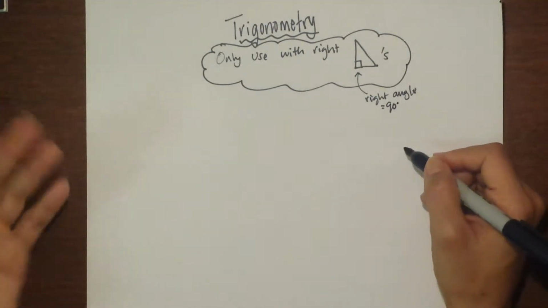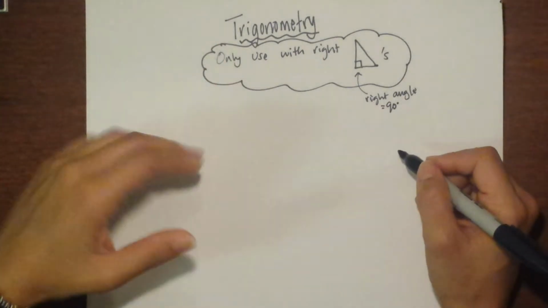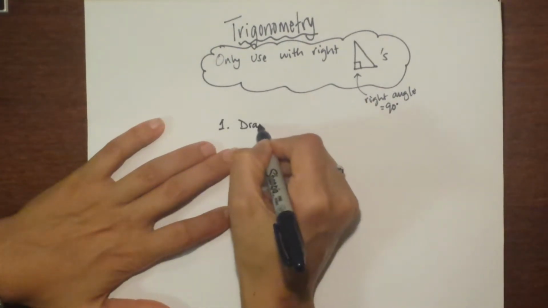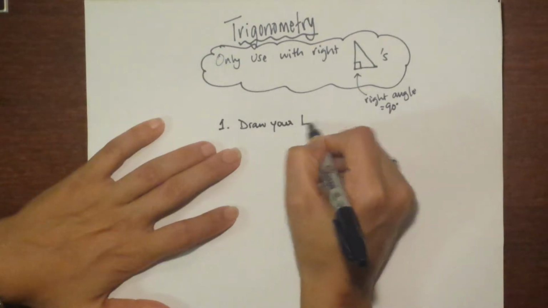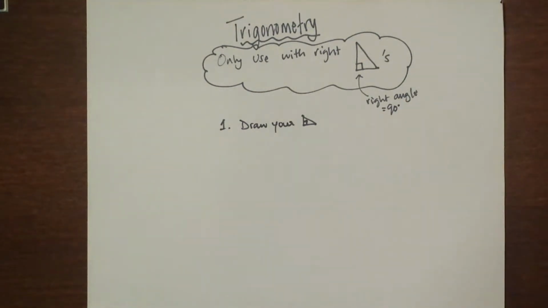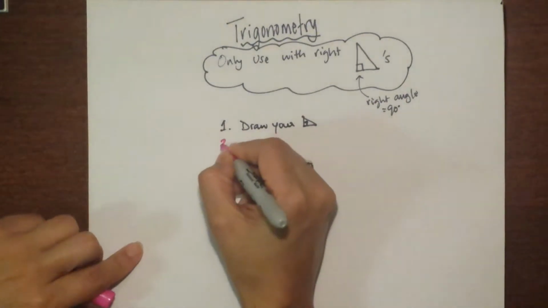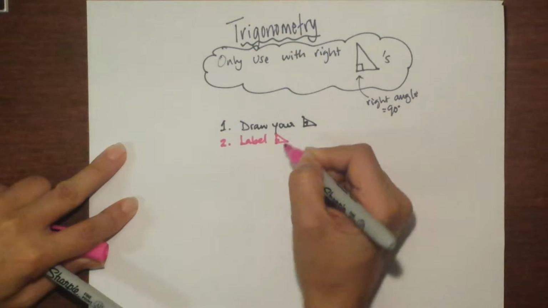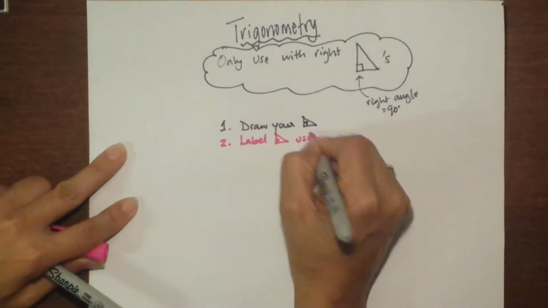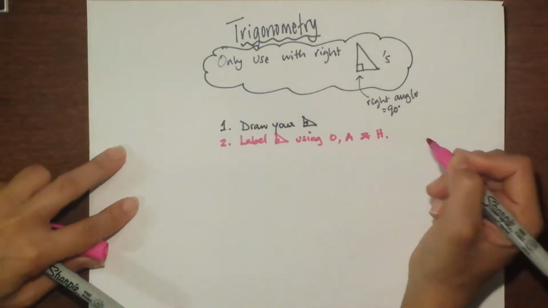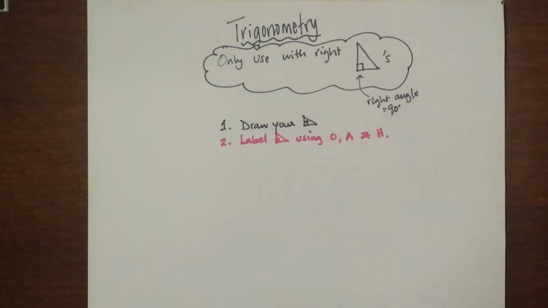Just same as before, there are going to be 5 steps in order to solve any problem that you get. Number 1 is going to be draw your triangle. This is going to be very important, especially in the EOC type questions. Step number 2, label the triangle using O, A, and H. And I'm going to talk about what O, A, and H is.